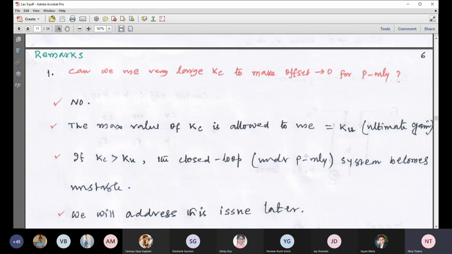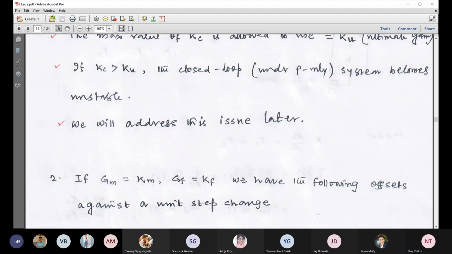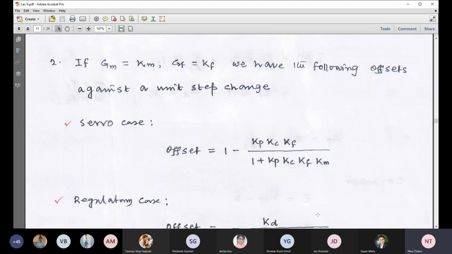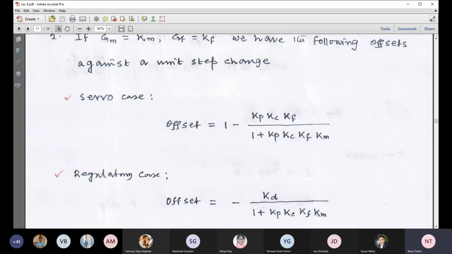Okay, and this part, this ultimate gain, what is the limit for the Kc value, we will discuss later. That's what I have written here. And the second point you just note down. We have considered Gf, Gm equal to 1 for simplicity, but we can go ahead with these two also: Gm equal to Km and Gf equal to Kf. In that case, these are the expressions for offset.